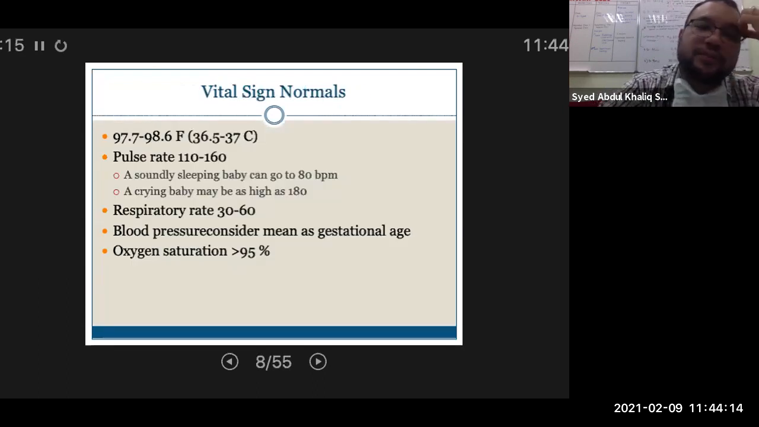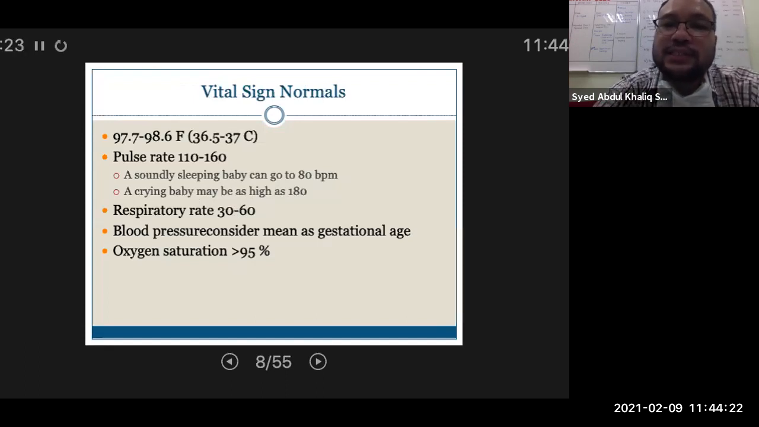So what's the normal temperature of a baby? It is 36.5 to 37.5, and normal heart rate is up to 160. So 160 is still normal. Respiratory rate is 30 to 60. For blood pressure, we usually look at the mean arterial pressure, which is usually the same as the gestational age. Meaning for a 25-weeker baby, the mean arterial pressure is 25. A 30-weeker baby, the mean arterial pressure will be 30. For a term baby, we expect the mean arterial pressure to be 40.